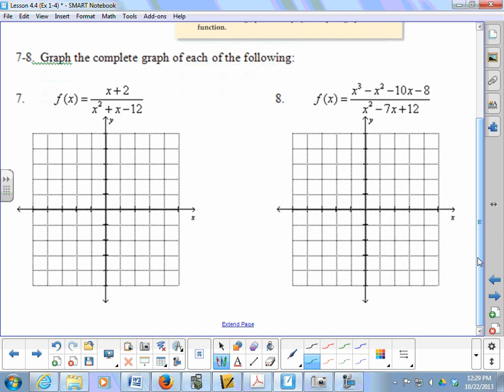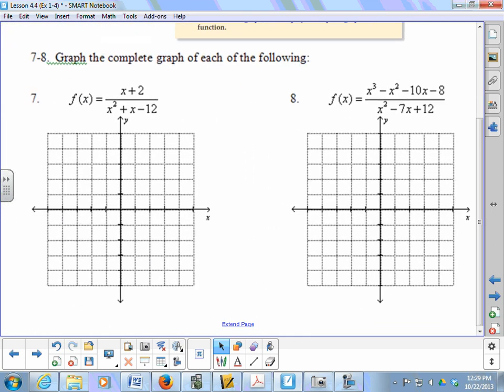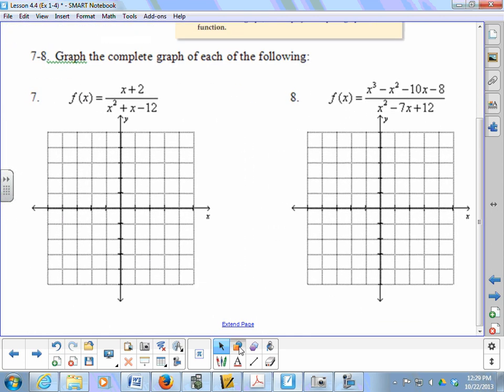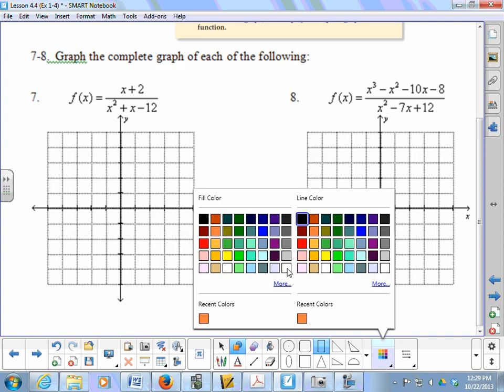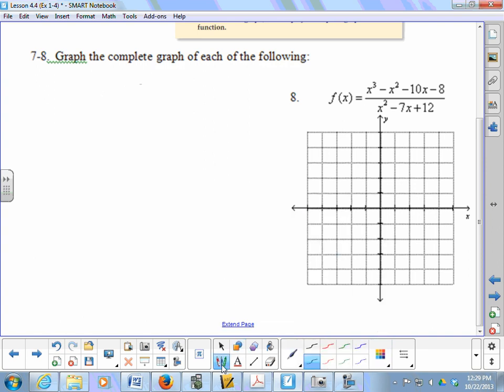And I'm going to get rid of 7 here. Oops, no I'm not. It's connected. I'll do something else. Gone.